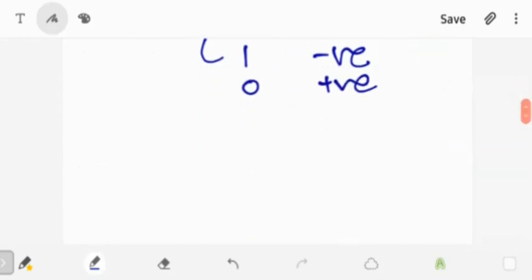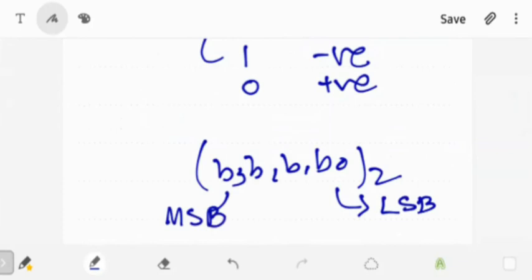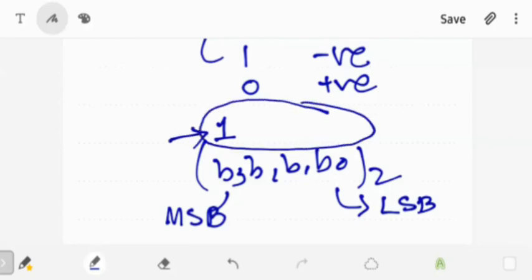Let's say B0, B1, B2, B3. We write a binary number like this. This is called the least significant bit, this is called the most significant bit. Least significant bit this side, most significant bit this side. So for signed representation, if there is a binary 1 here, the whole result is termed a negative number. If you have 0 over here, it is called a positive number.